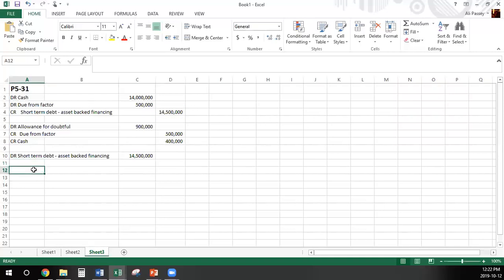Then we would actually record the clearing out of the accounts receivables now. So we're clearing out the accounts receivables, which were $15 million. The difference between what was paid to them in cash and the actual amount that was sitting in accounts receivable would be recorded as interest expense. So in this case, it's $500,000. So that is the journal entries that would be needed for 5-31.